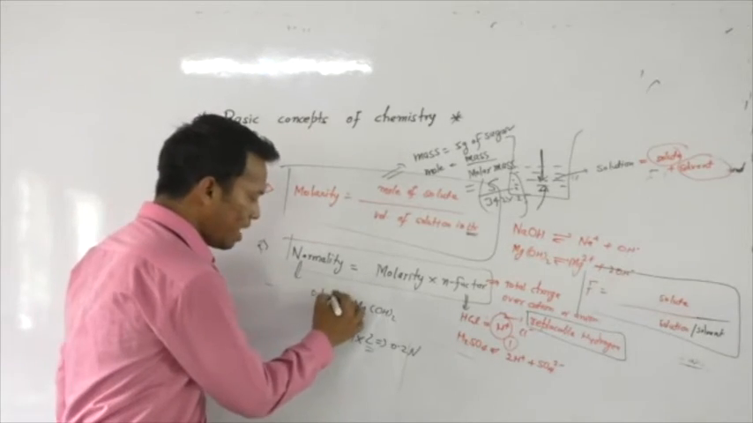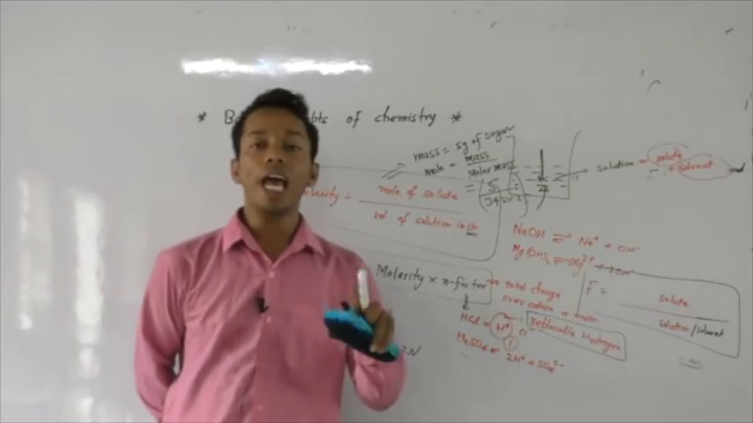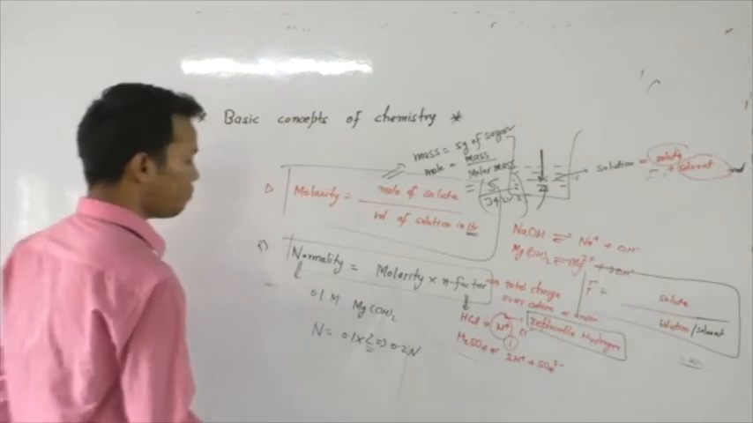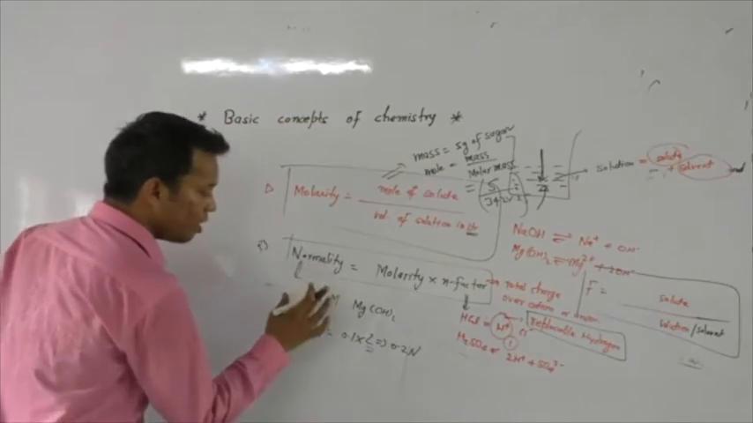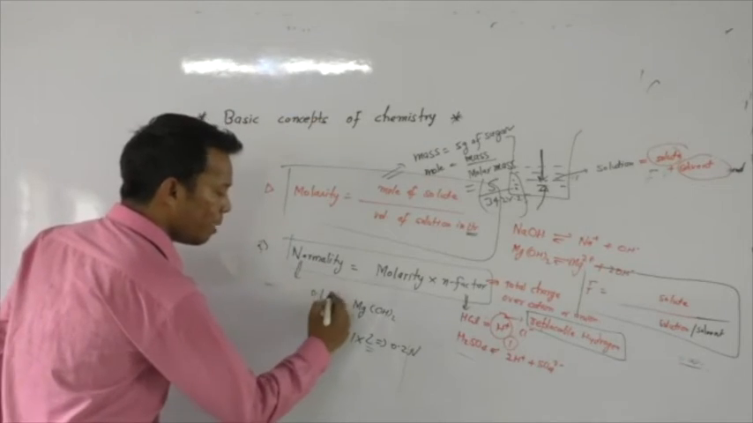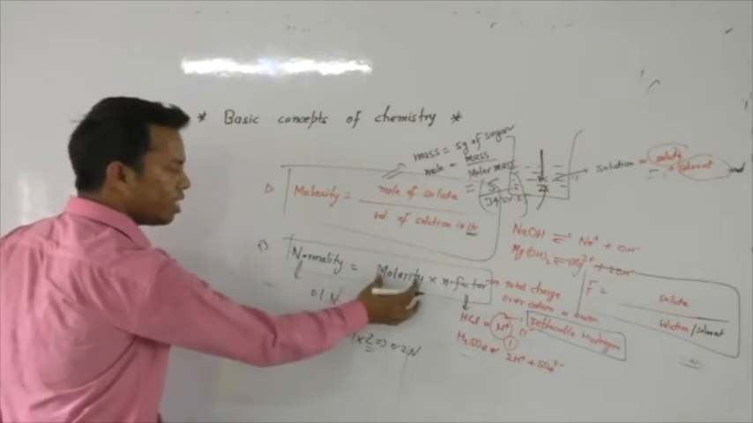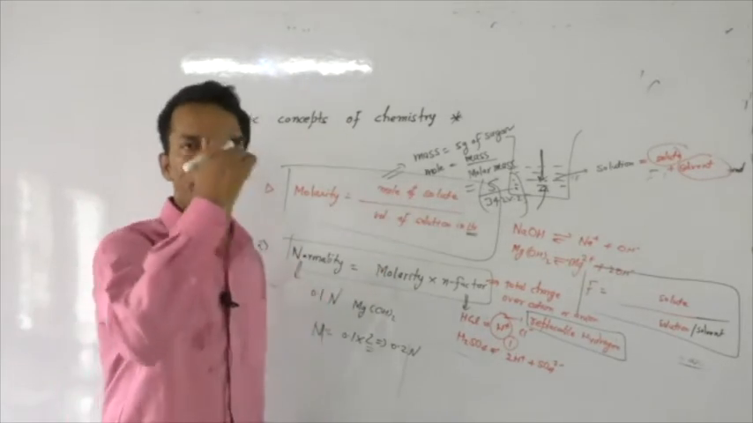if I am writing capital M, capital M is molarity. If I am writing capital N, that is normality. So instead of M, they may give you normality, N. So what will be the molarity? Molarity is equal to normality divided by N factor.